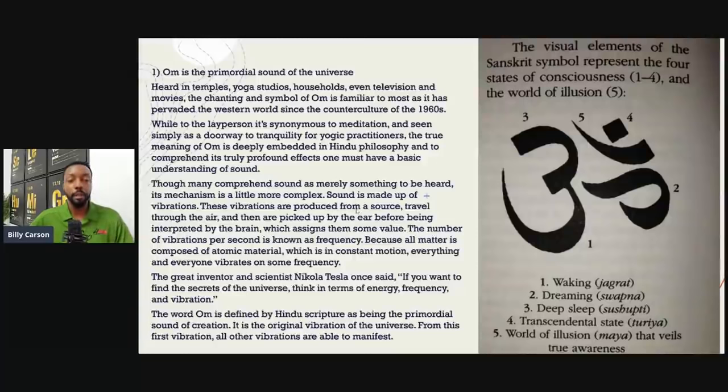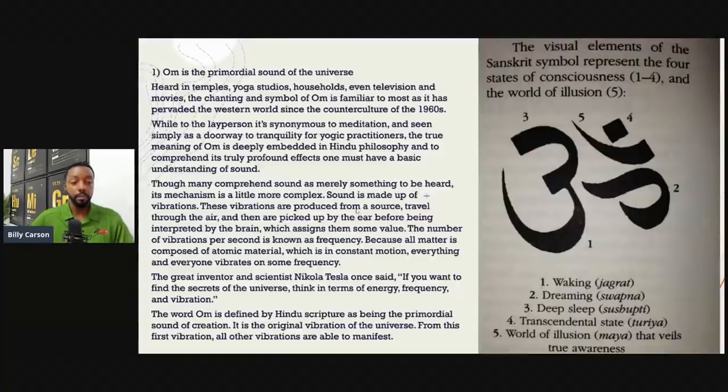Though many comprehend sound as merely something to be heard, its mechanism is a little more complex. Sound is made up of vibrations. These vibrations are produced from a source. They travel through the air, then are picked up by the ear before being interpreted by the brain, which assigns them some value. The number of vibrations per second is known as a frequency, because all matter is composed of atomic material, which is in constant motion. Everything and everyone vibrates at a specific frequency. Everything and everyone, every atom in the entire universe vibrates at a specific frequency.